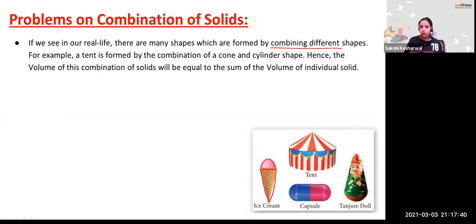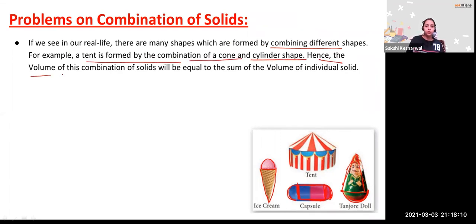If you see a capsule, it is a cylinder with two hemispheres on it. And this is how a tent is drawn: this is a cone, and this is a cone with a hemisphere on it. So by combining different shapes, for example, a tent is formed by the combination of a cone and a cylinder.